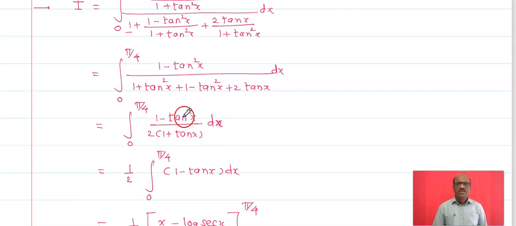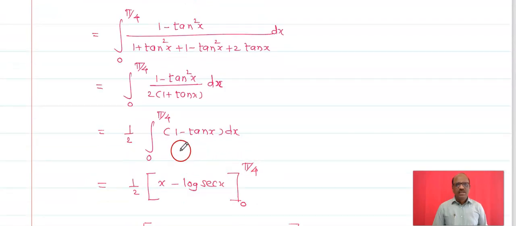Now here is 1 minus tan square x, then you will get 1 minus tan x into 1 plus tan x. 1 plus tan x and 1 plus tan x get cancelled. 1 upon 2 from 0 to pi by 4 in bracket 1 minus tan x dx. Now integrate this. The integral of 1 is x and the integral of tan x is log of sec x from 0 to pi by 4.